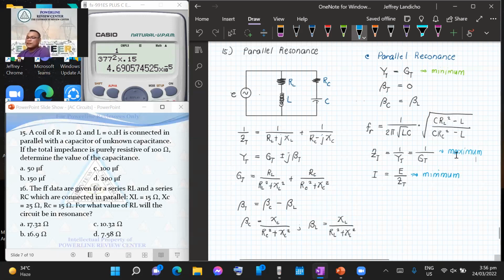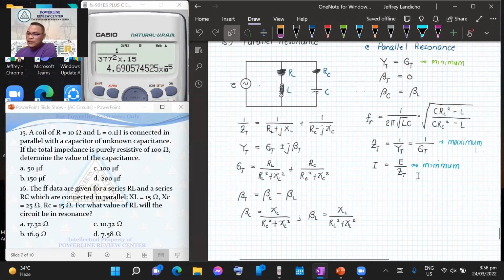Kanina, sa series, minimum ang impedance, maximum si current. Ngayon, sa parallel, maximum ang impedance, minimum yung current. But still, power factor is unity since the phase angle between voltage and current, it is always what? Zero.